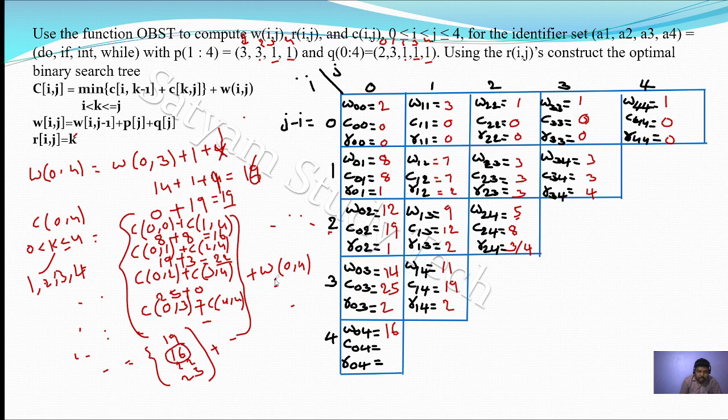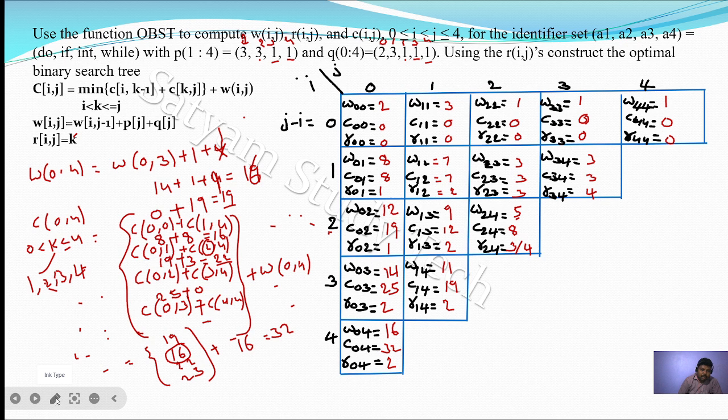So plus w of 0 4. w of 0 4 value is 16, and 16 plus 16 is equal to 32. So here c of 0 4 value is 32, and r of 0 4 value is the k at which you get the minimum value. Here the second one, k value is 2, gives you 16. So r of 0 4 value is 2. Now the table is completed.